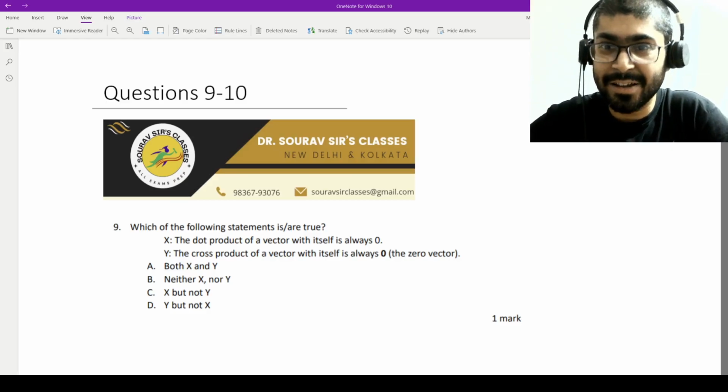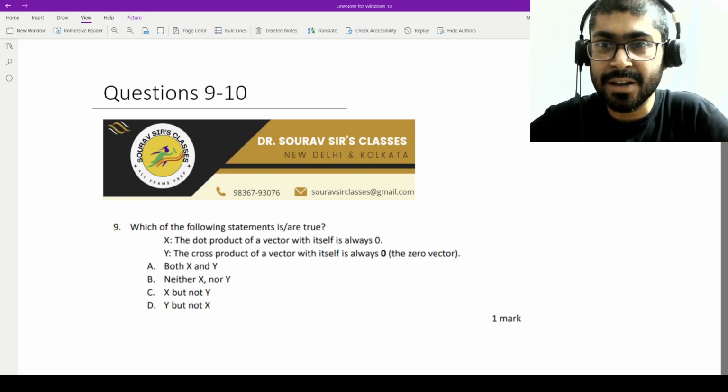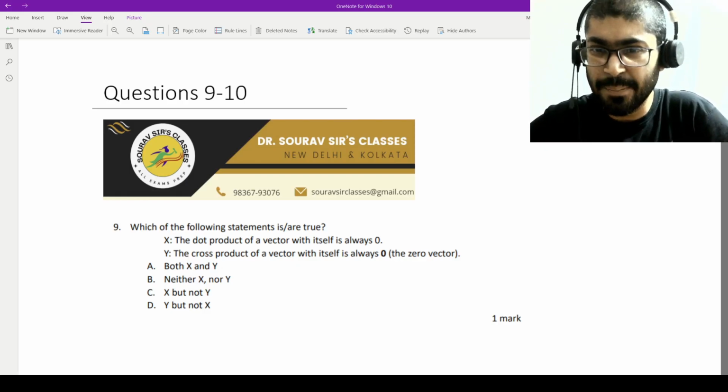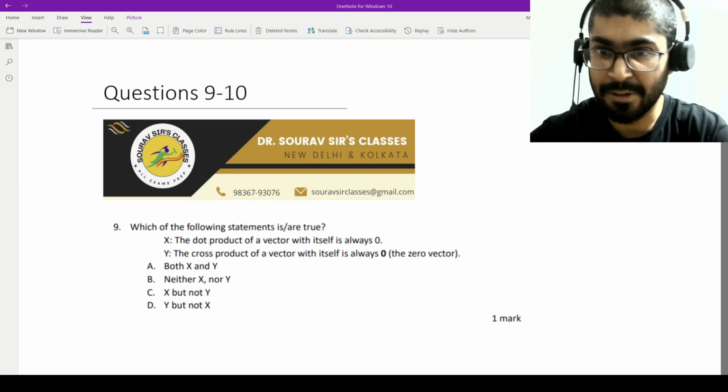Question 9 is a very simple question on the definition of vectors. Basically the meaning of dot and cross product. If you know that, you will be able to solve question 9. And question 10 is a question on determinants. It's a bit tricky, but if you know how to evaluate determinants, you should be able to get that as well. So question 9, what does it say?